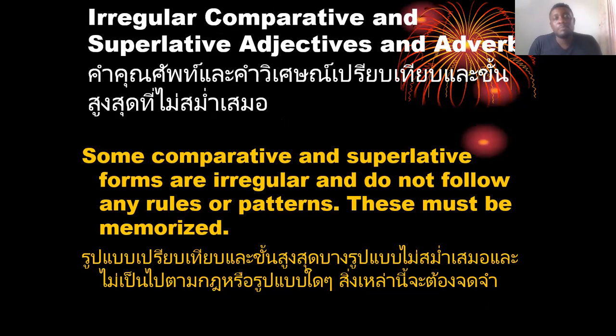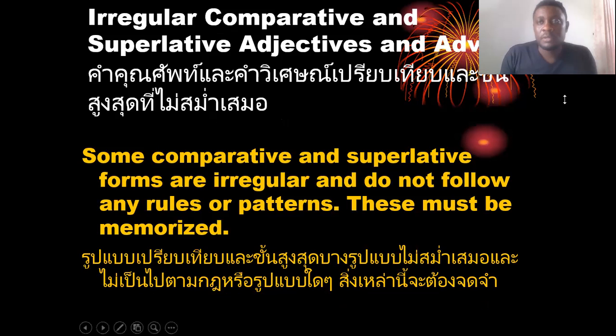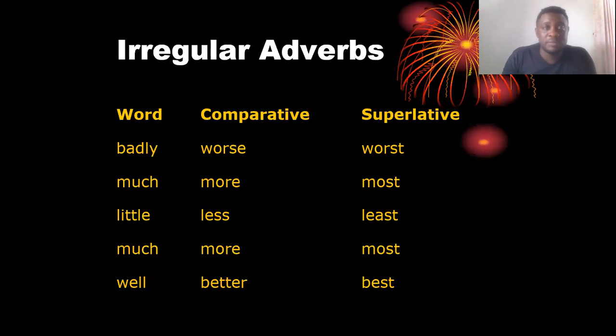Irregular comparative and superlative adjectives and adverbs. So we are going to talk about those that are irregular. You don't need to add er or est. Some comparative and superlative forms are irregular and do not follow any rules or pattern. These must be memorized. So we don't have any rule here. You just have to remember these words.